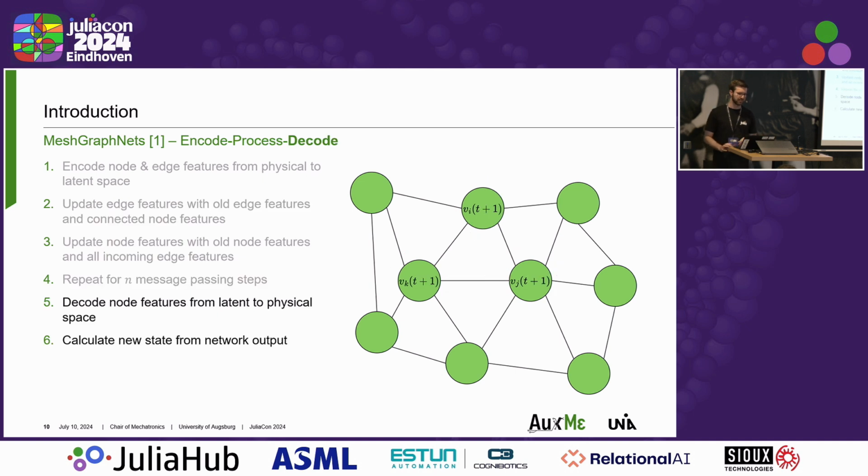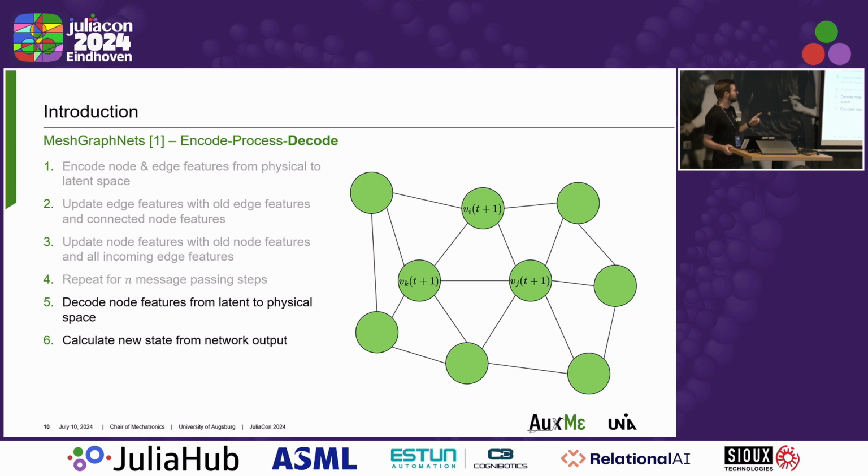And in the last step for the decode stage, this is where we just do the reverse of the encode stage. So we want to get back from our latent space to our physical space, so we can get to our physical quantities of interest. And then we can calculate our next state.